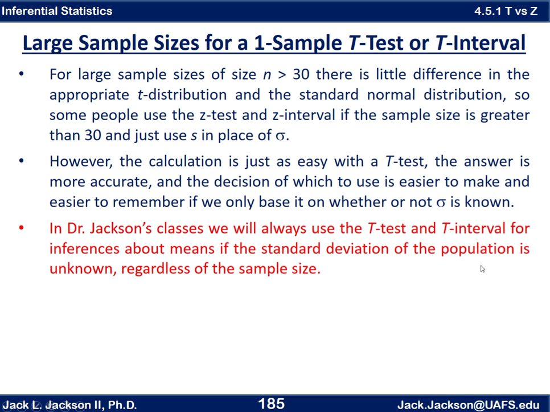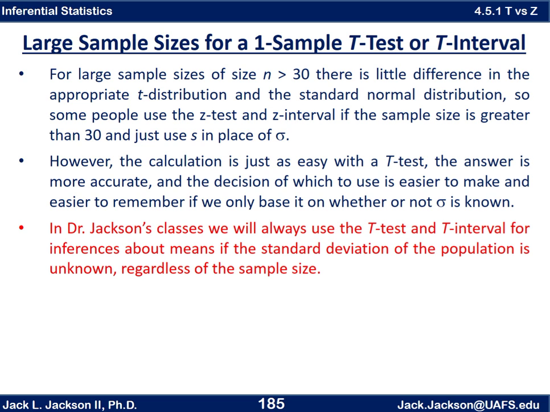Now, for large sample sizes, n greater than 30, there is little difference between the appropriate t-distribution with n minus 1 degrees of freedom and the standard normal distribution. So some people like to use the z-test and z-interval if the sample size is greater than 30, and then they just use s in place of sigma and just pretend it's sigma. However, I think that the calculation that we perform, particularly with calculators, is just as easy with the t-test as it is with the z-test. The answer is more accurate with the t-test if sigma is unknown.